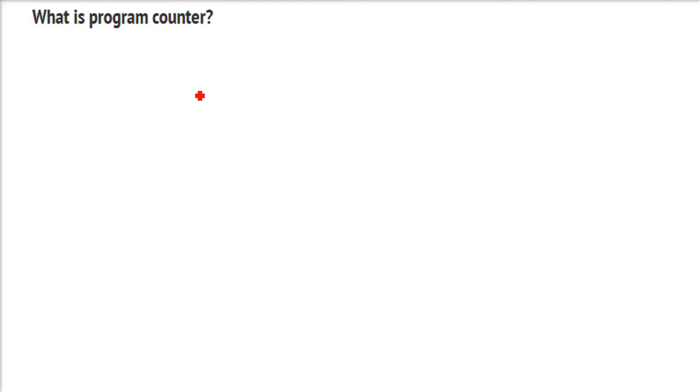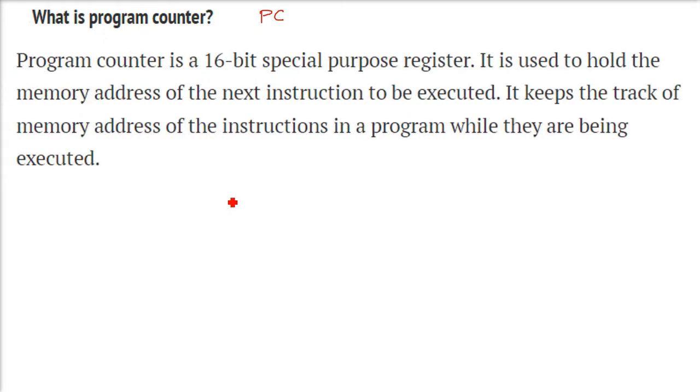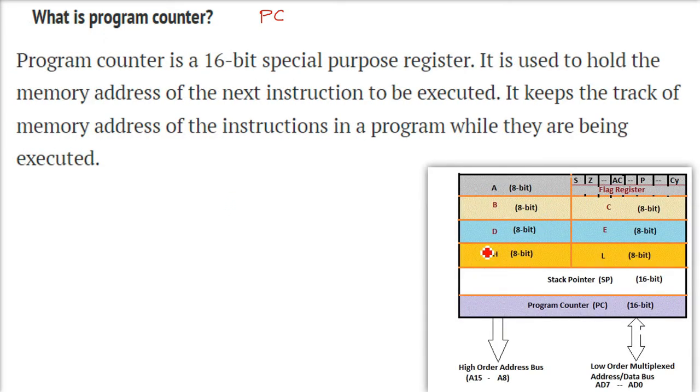What is program counter? We also call it PC in 8085. Let me tell you about this whole situation here. We have certain registers B, C, D, E, H, L. These are general purpose registers. We have the flag register, and we have accumulator A.